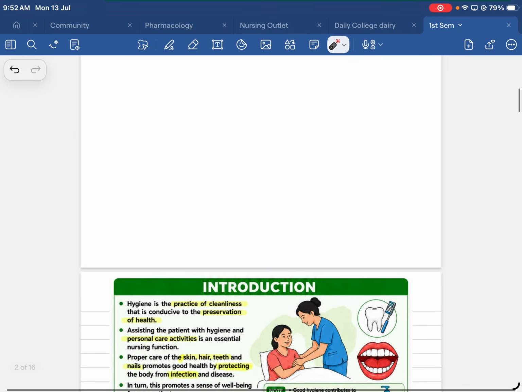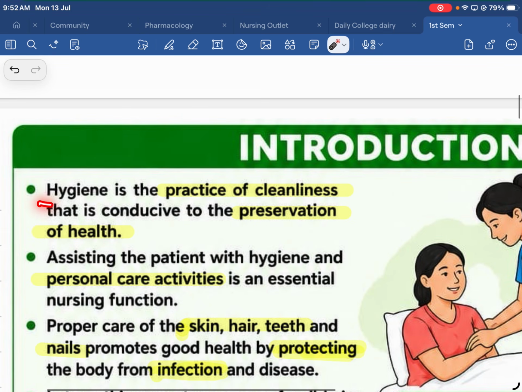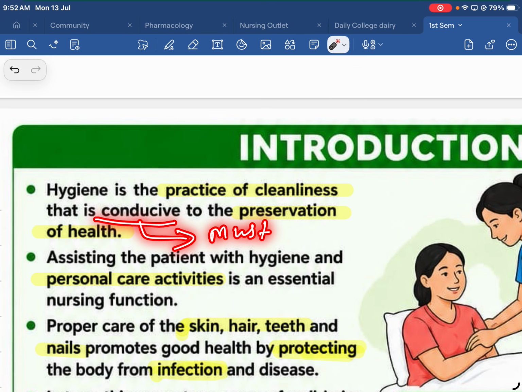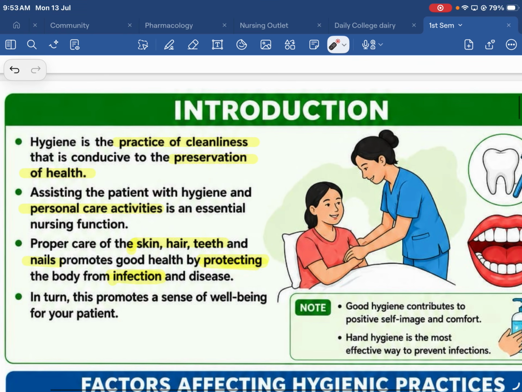important things, that is the definition of hygiene. Don't think I have not said the definition. See here, the definition is there. Hygiene is the practice of maintaining cleanliness in order to be conducive, and conducive means that which must happen to preserve health. Are you understanding? Okay. So this is the definition of hygiene, and this is the introduction of hygiene.